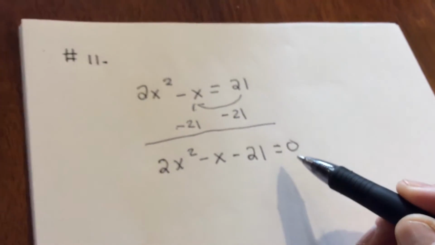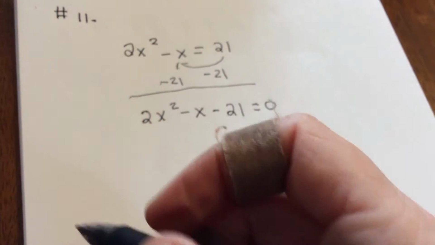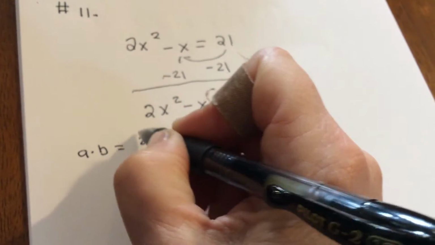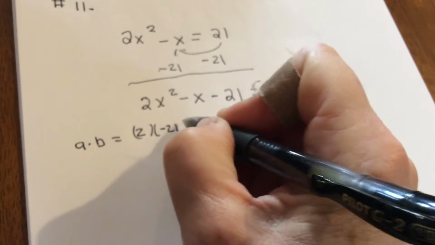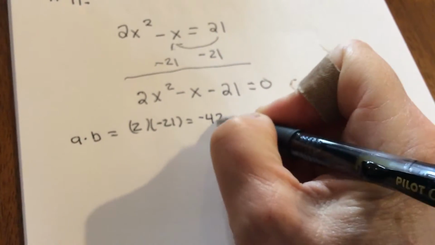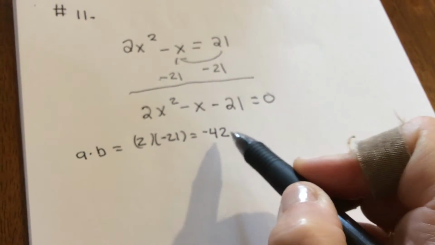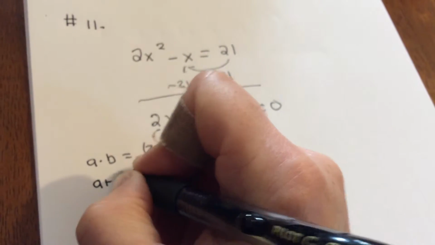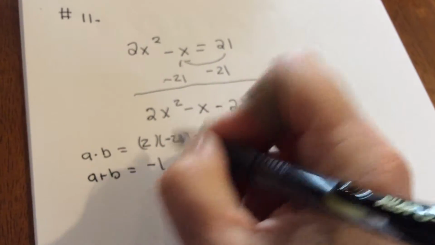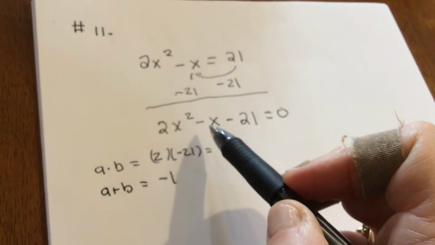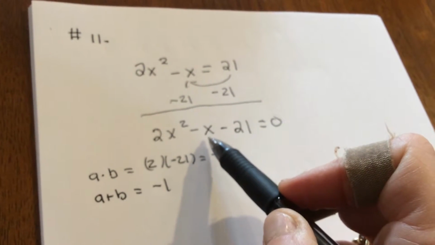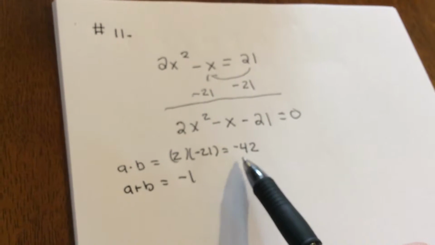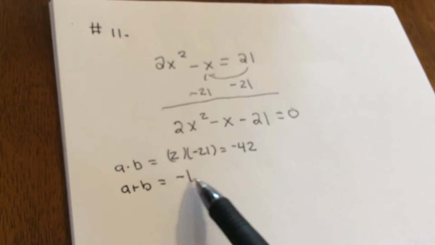All right, so now we say that a times c, which is 2 times negative 21, gives me a negative 42. I need to find factors of 42 such that when they're added together, give me a negative 1, because that is the coefficient of the middle term, where x is raised to the first power. So I need to find factors of negative 42 that when added or subtracted give me a negative 1.